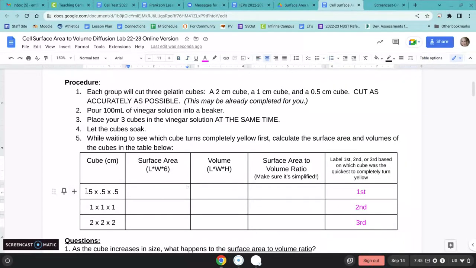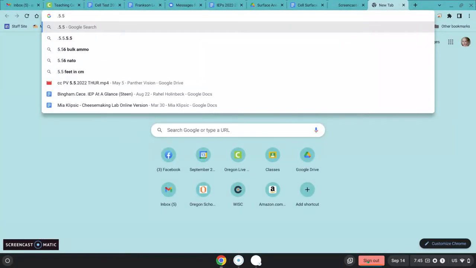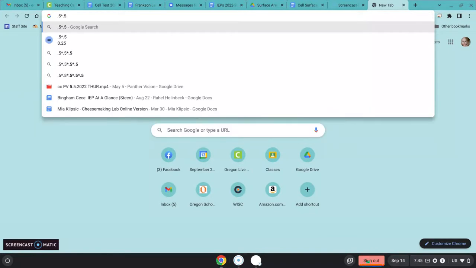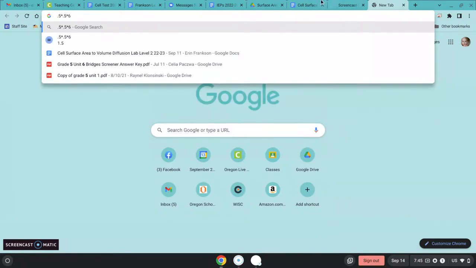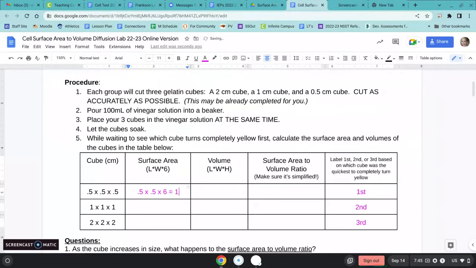So down here we have the sides, and it's a cube, so all three sides are the same length, width, and height. To find the surface area, we're just going to take length times width, or just two of these, times 6. So in this case, we're going to have 0.5 times 0.5 times 6. And you're going to figure out what the answer is there. I will go ahead and do it on my calculator here. 0.5 times 0.5 times 6. We get 1.5. So I'm going to go back and write 1.5.